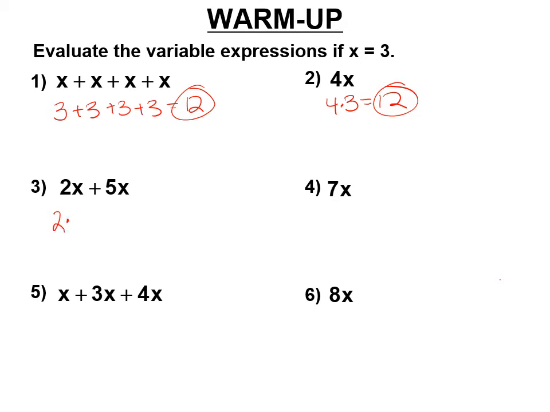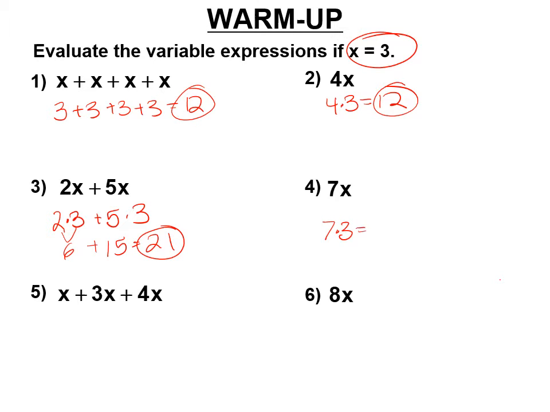We have 2 times 3 plus 5 times 3, because x is 3. And with order of operations, you have to multiply first. So 2 times 3 is 6, 5 times 3 is 15. Then you add them together and you get 21. Okay. In this one, you're doing 7x, which is 7 times 3. Well, that's interesting. Also 21, the same answer as number 3.